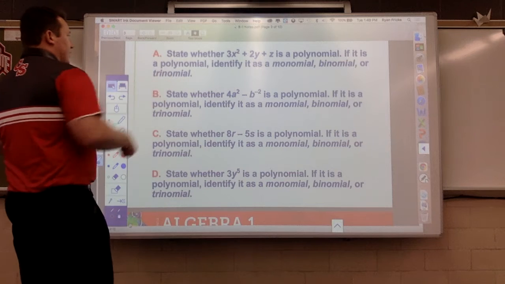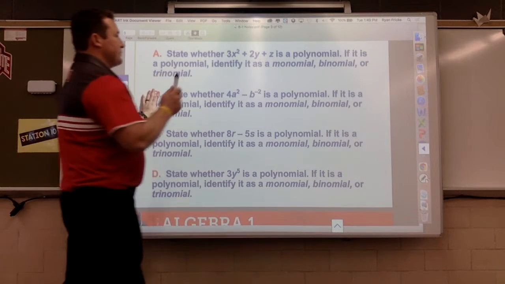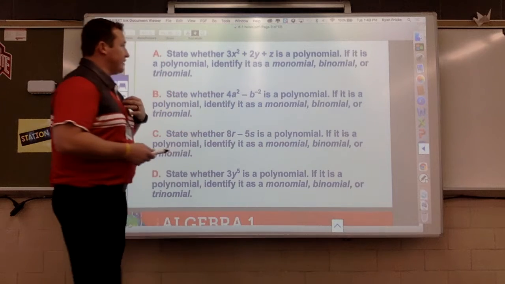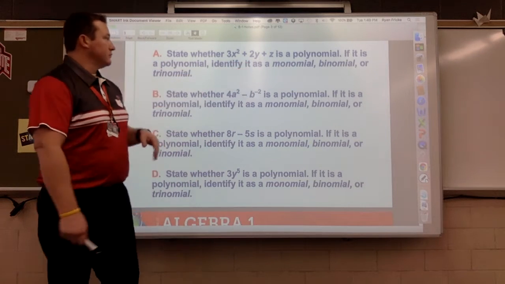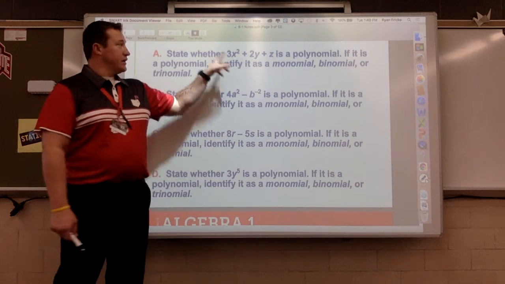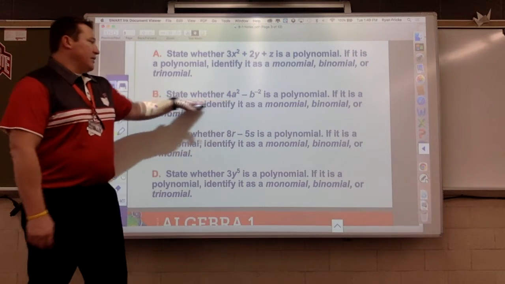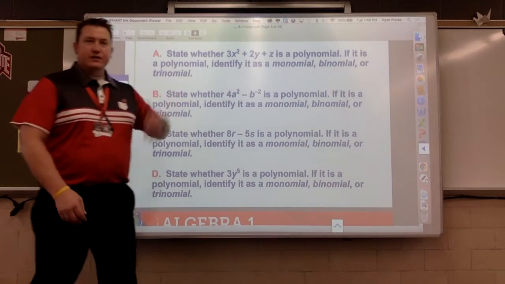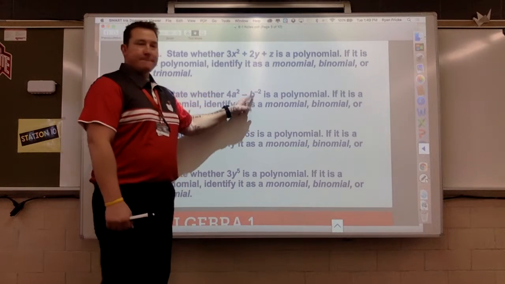Okay, state whether that is a polynomial. If it is, identify it as a monomial, binomial. This seems easy enough. So is this a polynomial? Absolutely. Trinomial. Degree of 2, by the way. Leading coefficient of 3. Haven't got there yet, but we might as well talk about it. State whether this is a polynomial. Yeah, just 2 terms, right? Polynomial there. Good? No. Think about it.